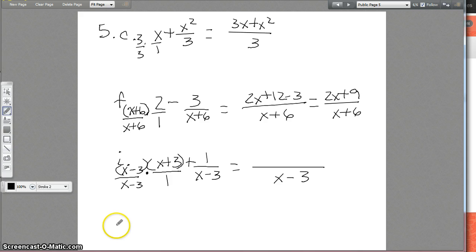Now, if you remember and can recognize what the difference of two squares looks like in factored form, we've got the difference of two terms multiplied by the sum of two terms. We have the same x and 3. We're subtracting the x and the 3. We're adding the x and the 3. That's a difference of two squares.